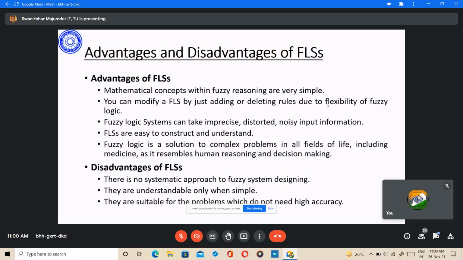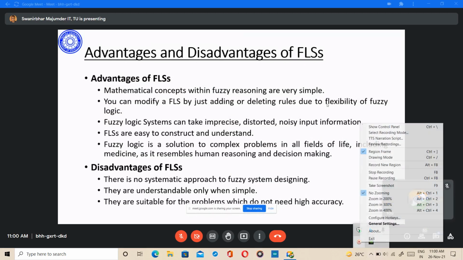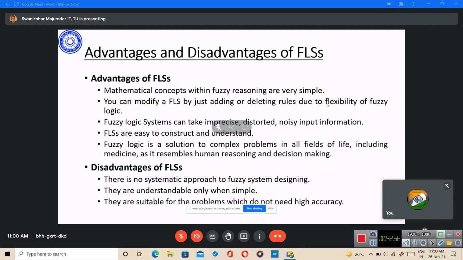So now I'll be discussing the search algorithms in the next class. The next class I have on Tuesday. So on Tuesday I'll be discussing these search algorithms. Till then, if you have any doubts regarding fuzzy logic, let me know.